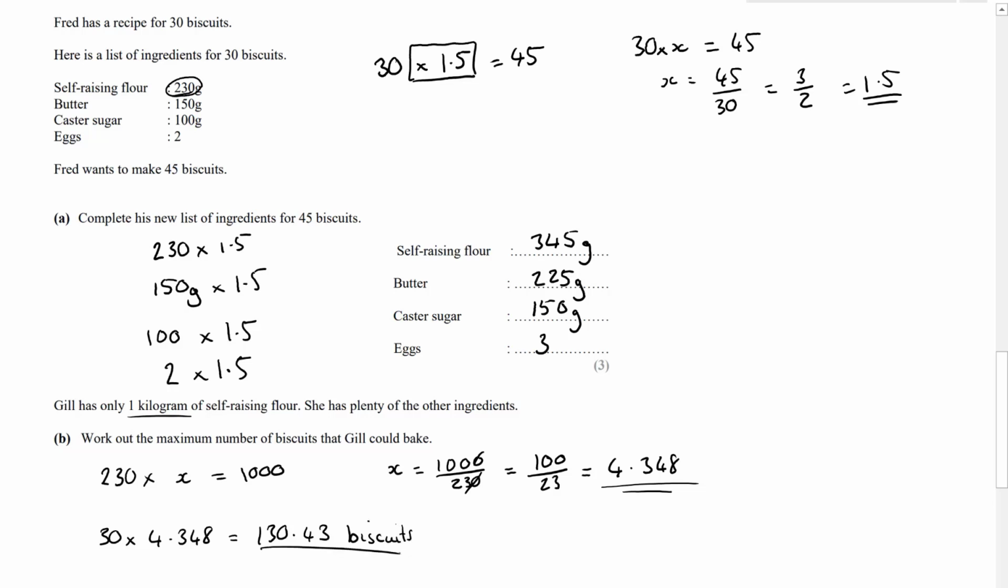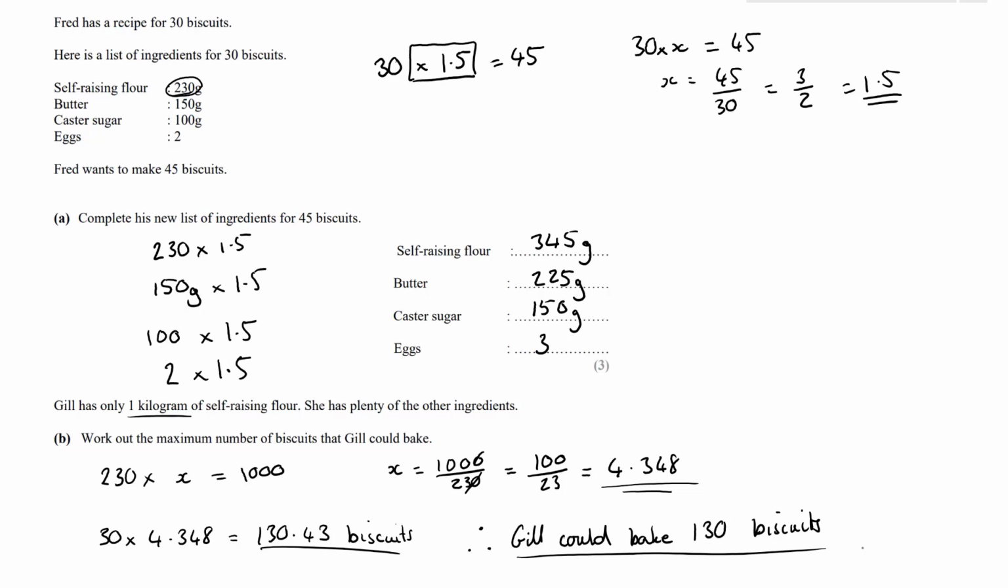Now of course we can't have 0.43 of a biscuit, so for the maximum number of biscuits that Gil could bake, we have to round down and say therefore Gil could bake 130 biscuits. And that's your answer.